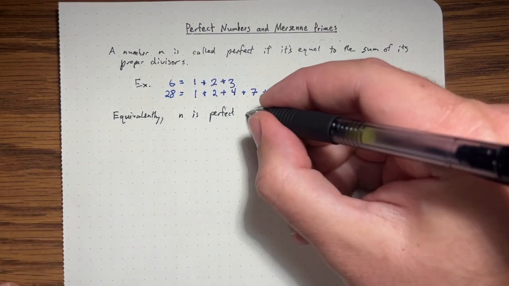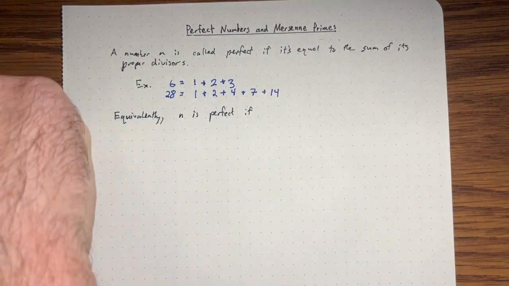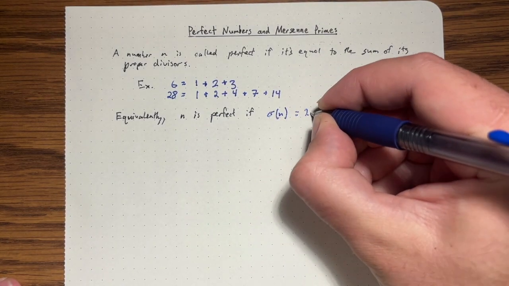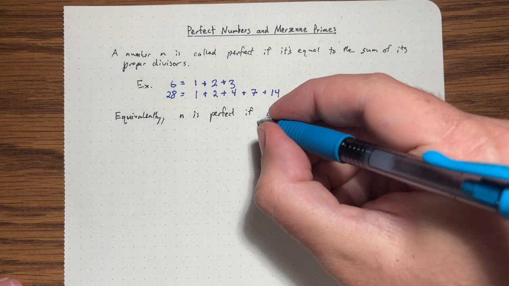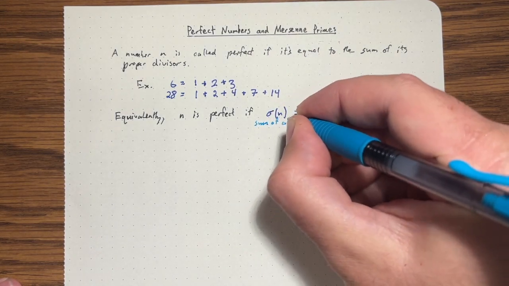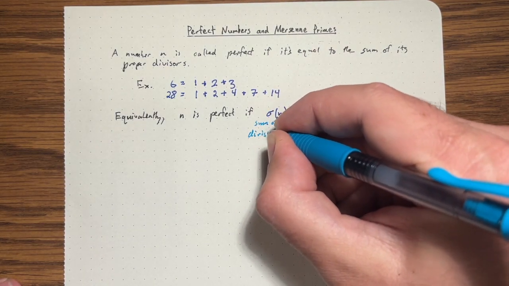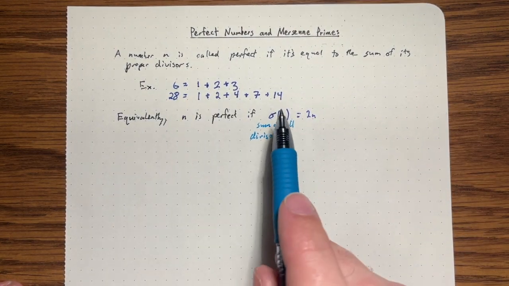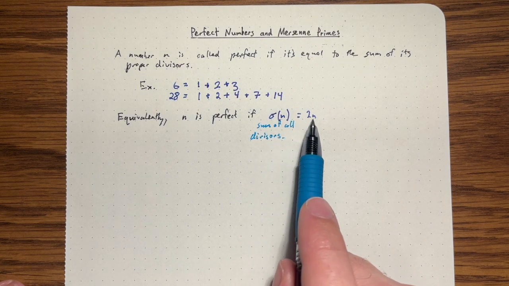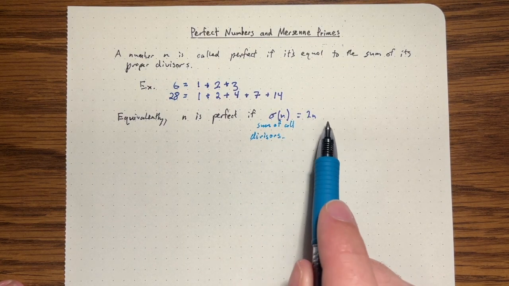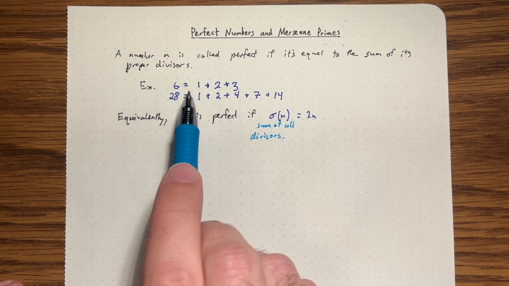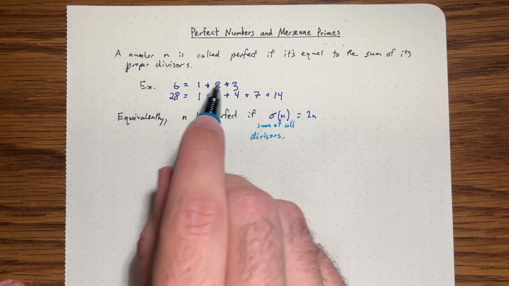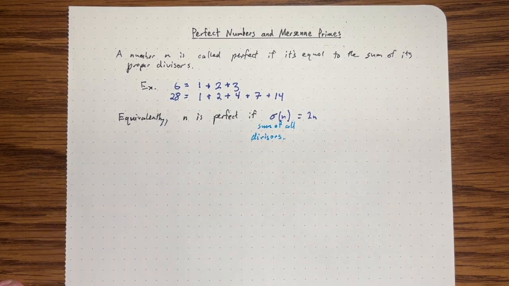So n is perfect if sigma of n equals 2n. I'll remind you what sigma is: sigma of n is the sum of all divisors. So if the sum of the proper divisors equals n, we call it perfect. If the sum of all the divisors equals 2n, you can see this is just n plus n itself. If we include n in this sum also, we're going to get twice our number. So here we get 12, and here, if we include 28, we'll get 56, which is 2n.